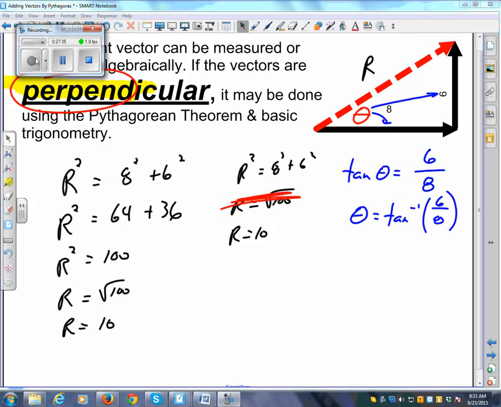Whoa, what's going on? One decimal place is just fine. Everyone's got a different kind of calculator. I get an answer of 36.9.